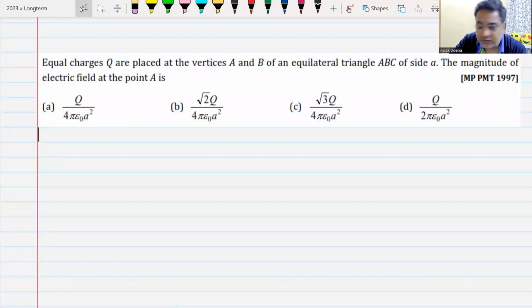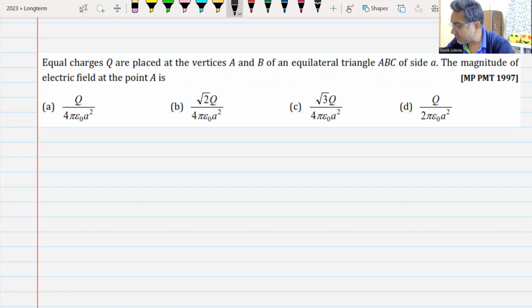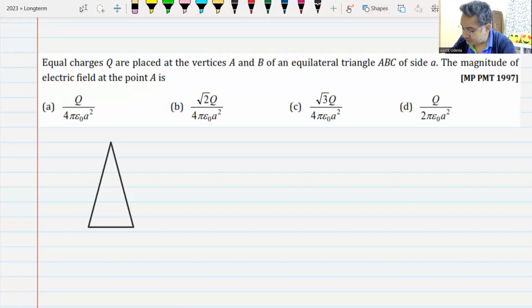Equal charges Q are placed at the vertices of a triangle ABC of side A. The magnitude of electric field at point A is how much? If you want, you can draw a diagram. I will show you a diagram as well.